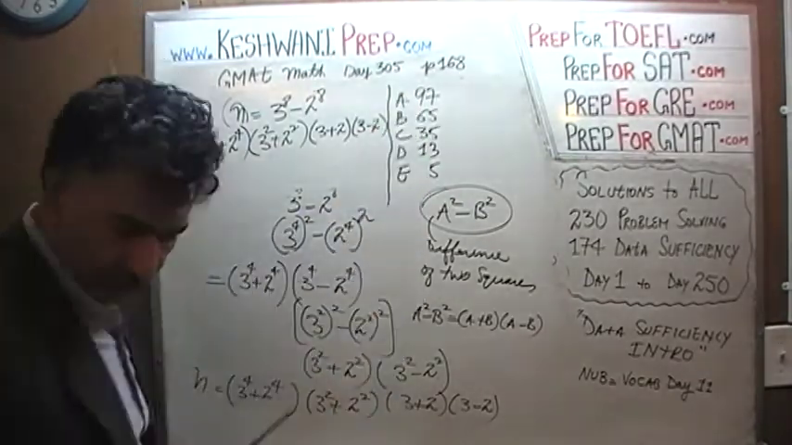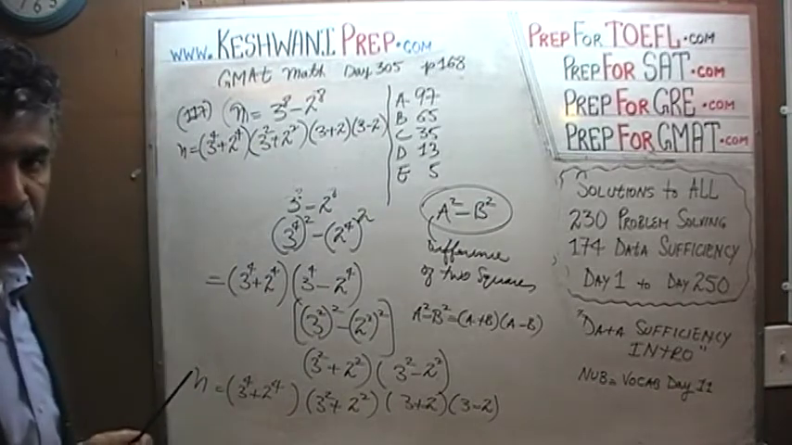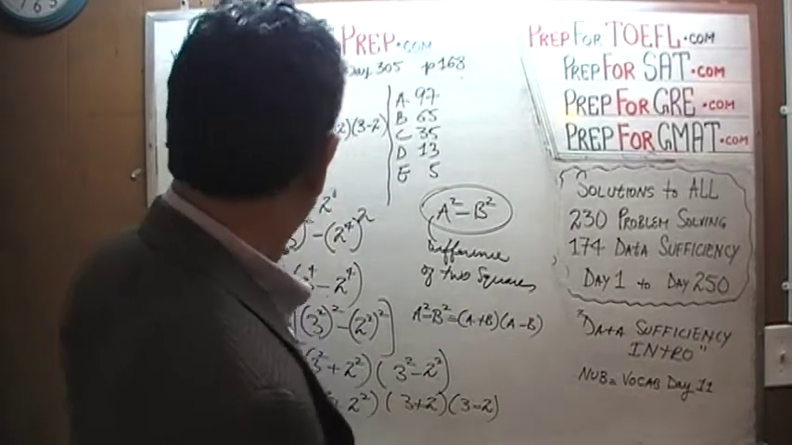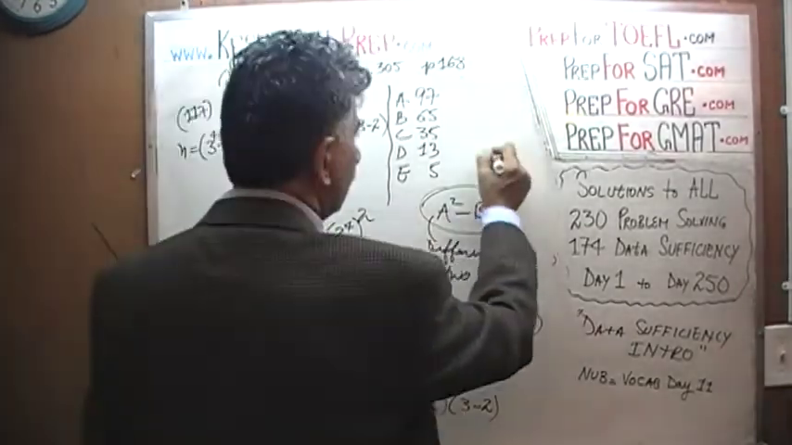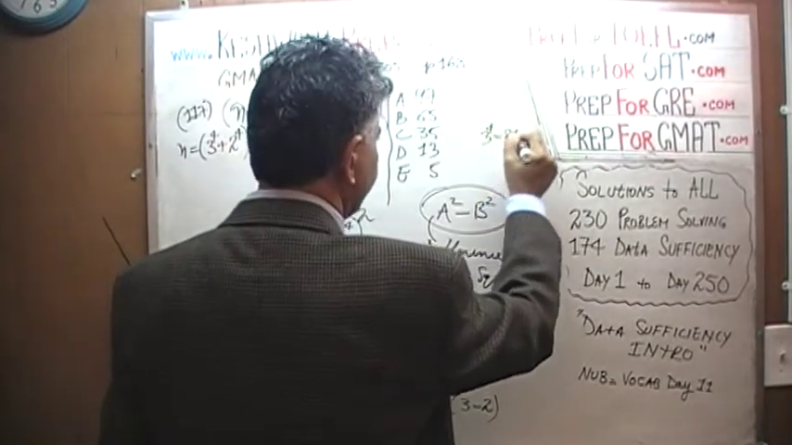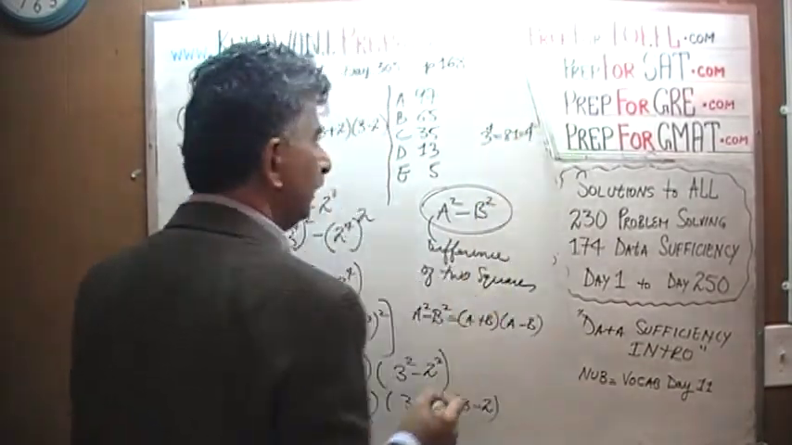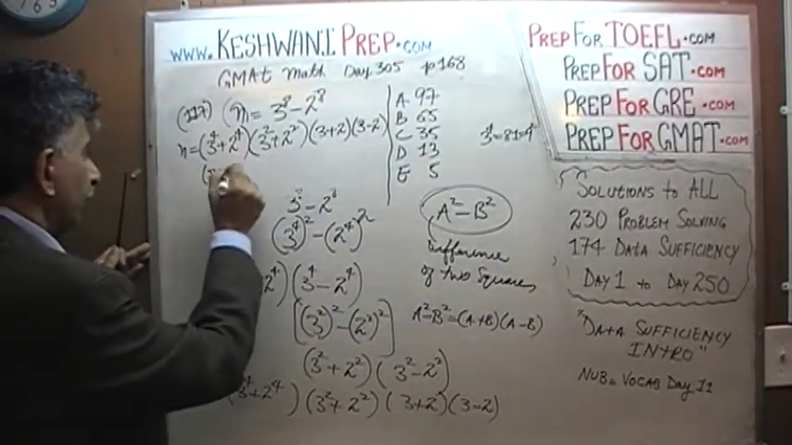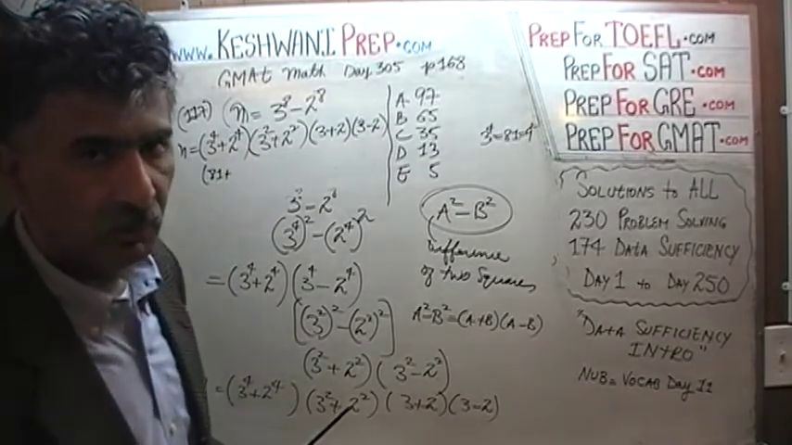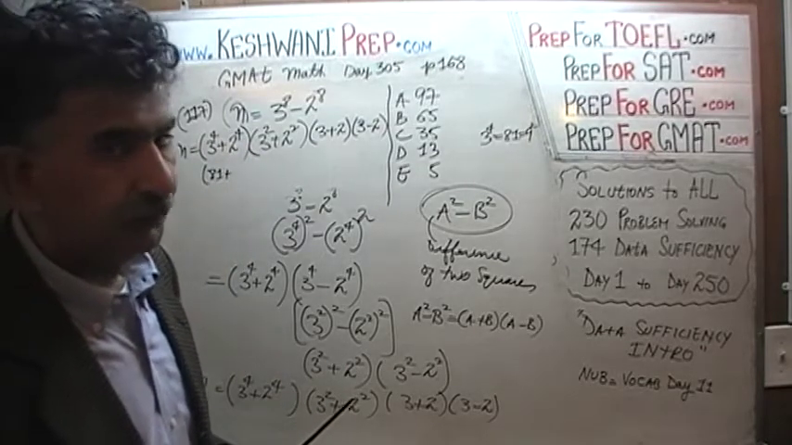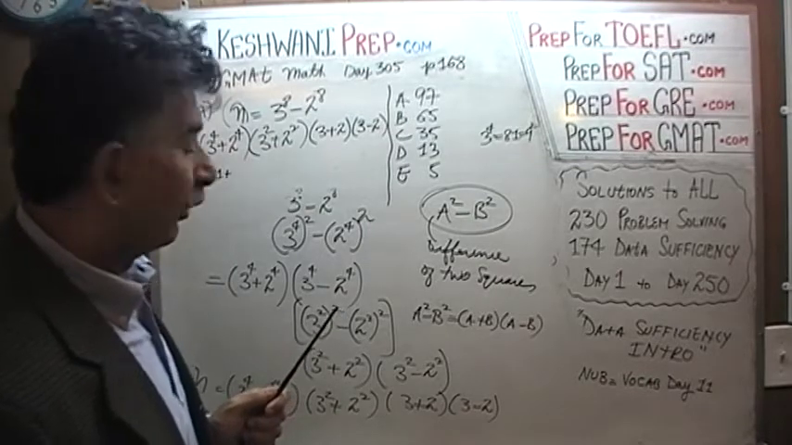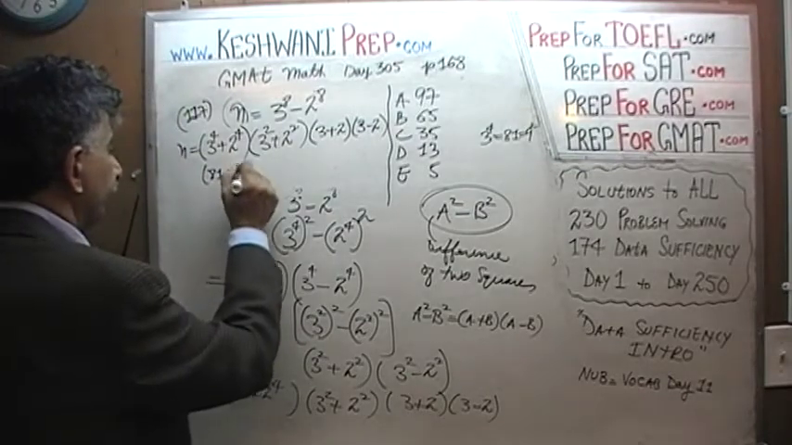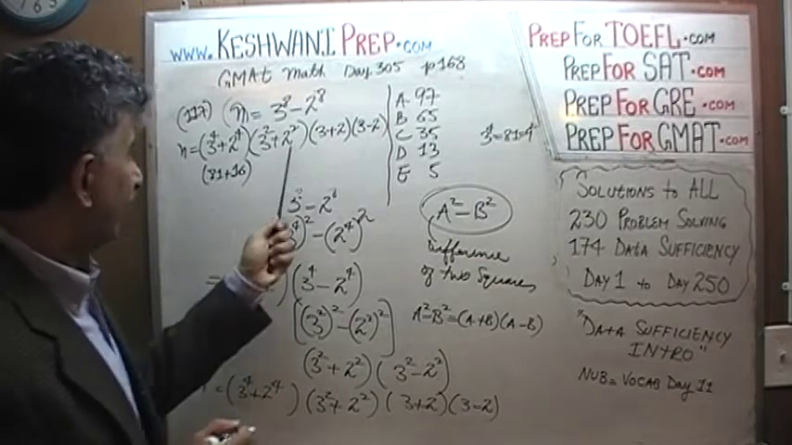Here are the answer choices. Let's see what it gives us. 3 raised to 4: how much is that? 3 squared is 9, and 9 times 9 is 81. So 3 to the 4th is 81, which is the same as 9 squared. So here we have 81 plus 2 raised to 4. How much is 2 raised to 4? It's the same as 4 squared, which is 16. And then 3 squared is 9, and 9 plus 4 is 13.